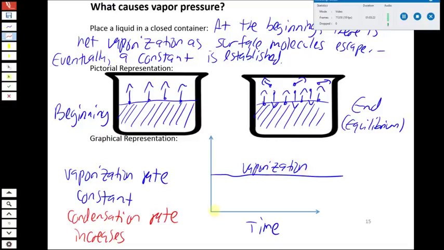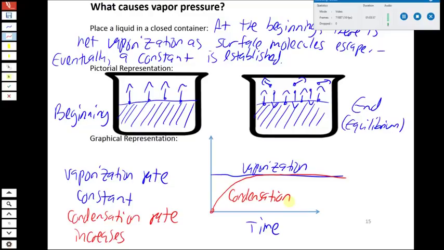And then red is condensation, because remember at the beginning there are no molecules in the gas phase, so if there's no water vapor you can't have condensation, but then as you start to get water molecules in the gas phase, some of them are going to start condensing back, so the rate of condensation is going to increase until eventually they're both equal and constant. Okay? So again, at some point in time you're going to get equal rates of vaporization and condensation, and you're going to have a constant vapor pressure as a result. Okay? So eventually the vapor pressure will be constant. It's not going to change over time. It's going to get to a steady state value.